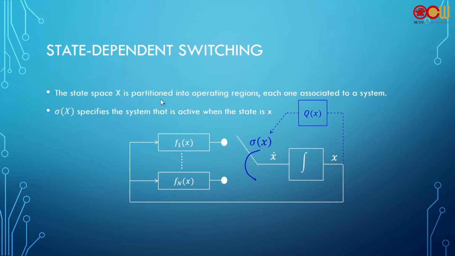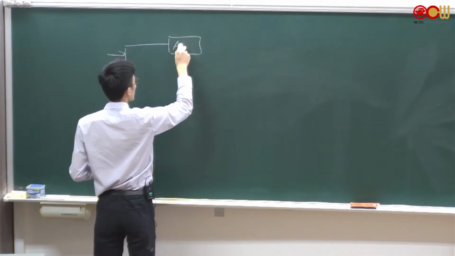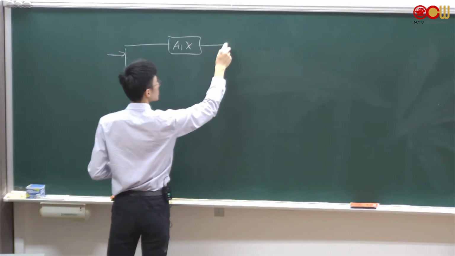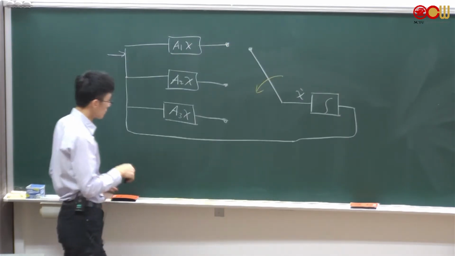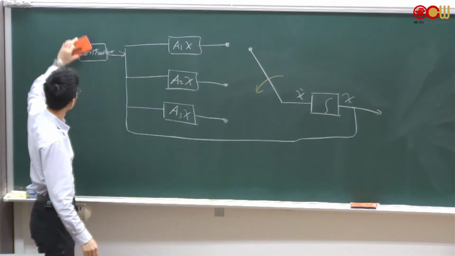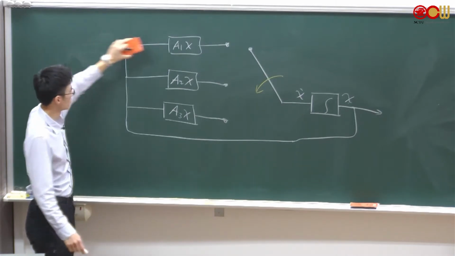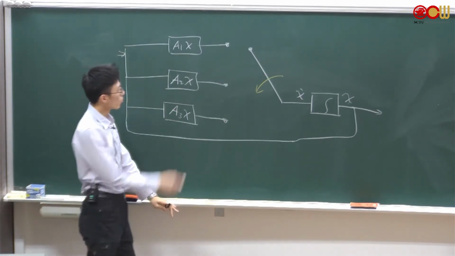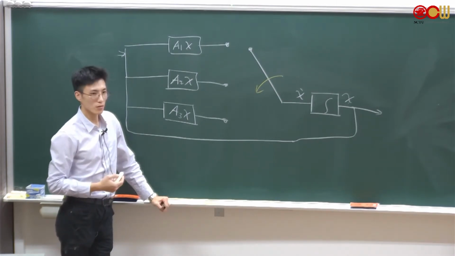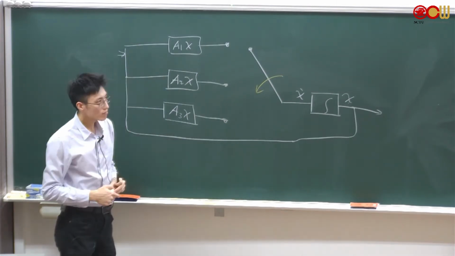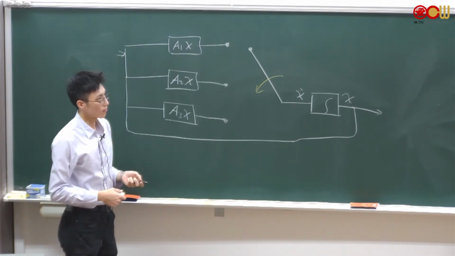Maybe back to here, you have f1, which is A1x. So this is a system. Assume that we don't consider a controller here. We just consider systems, 3 different systems, and only one system can be activated at a time. Is the system stable or not? The overall system. How do you prove that it's stable or not? So the tool is the common Lyapunov function.